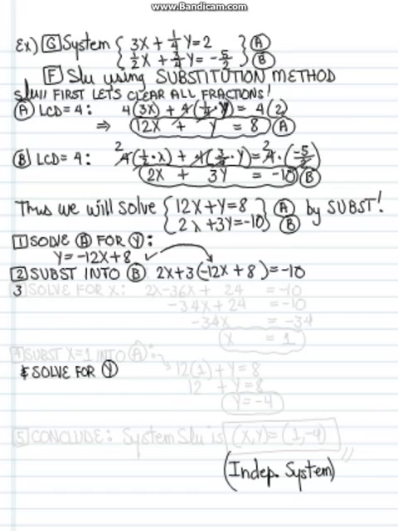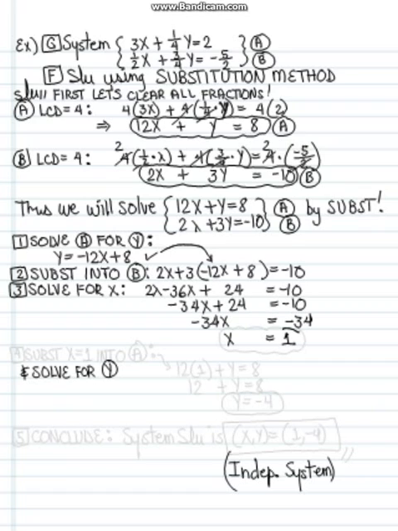Be sure to distribute multiplication by 3 across the parentheses. Solve for x. Okay, let's get rid of those parentheses. We're going to distribute multiplication by 3. We get 2x minus 36x plus 24 equals negative 10. Combining like terms on the left, negative 34x plus 24 equals negative 10. Negative 34x equals negative 34. Divide both sides by the coefficient negative 34, and we get x equals positive 1.